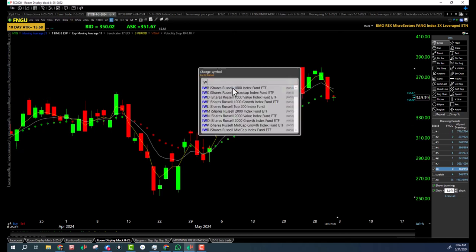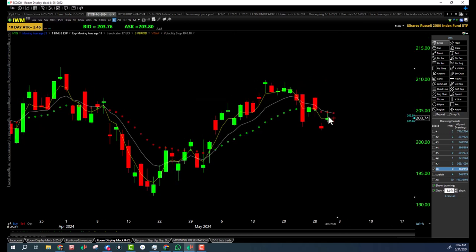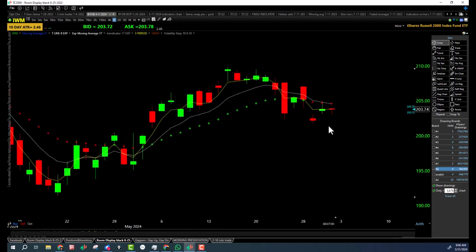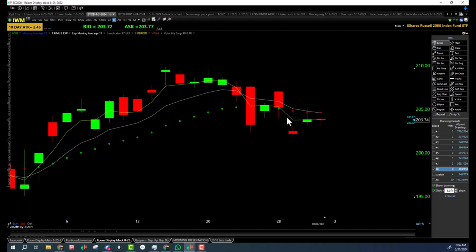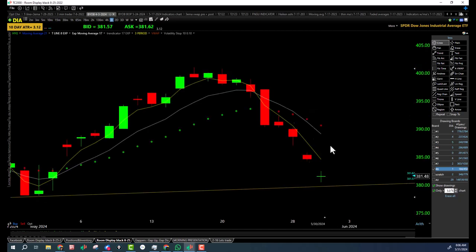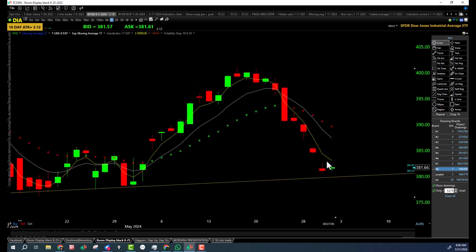All right, let's take a look at IWM. IWM, yesterday's candle, higher low, higher high, closing under a bearish trap and under the 17 EMA. Diamond Dow, yesterday's candle, lower high, lower low, closing under a bearish trap, under the 17 EMA also.